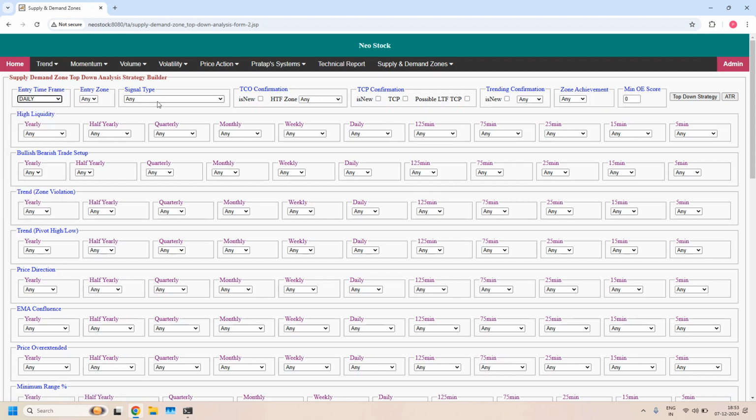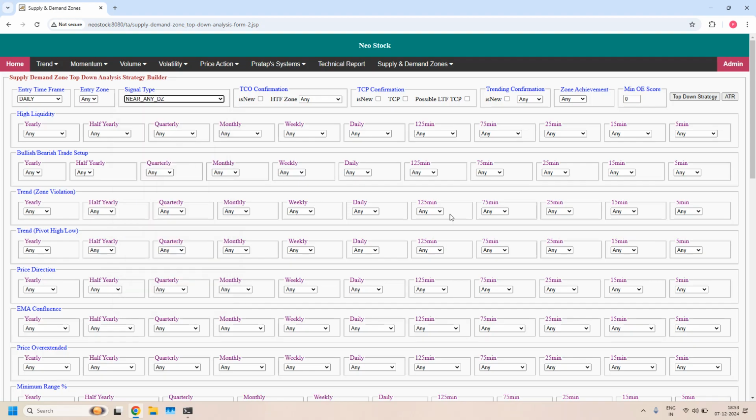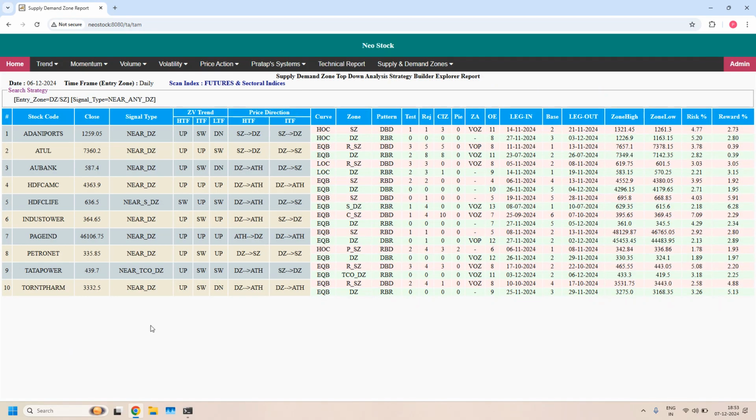Entry time frame daily. Let us find the stocks where price closed inside the daily demand zone. 10 stocks are filtered. Let us identify high liquidity daily demand zones, if any, from this list. HDFC Life is having a daily high liquidity demand zone. This is a TCO demand zone. So we have only one high liquidity daily demand zone from this list.